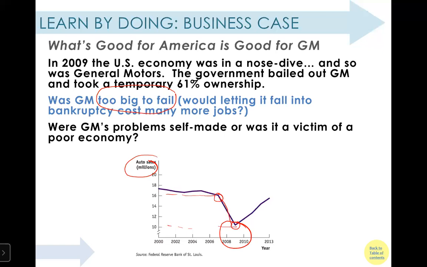Why was there a decline? Because there was a recession and everyone was worried about the future, so they cut spending or postponed the purchase of big ticket items. In that sense, GM's problem was not entirely self-made. Yes, they may have had management problems and a lack of innovation, but at the same time there was a significant decline in demand, which is out of their control. So part of the problem came from a poor economy, and that partially justifies why we may want to help GM.